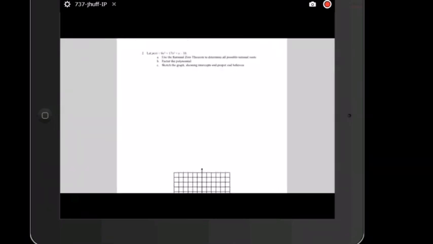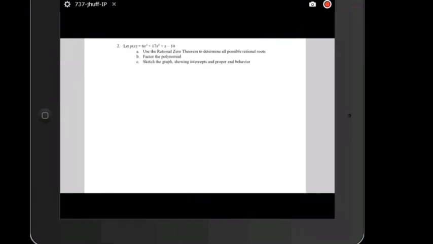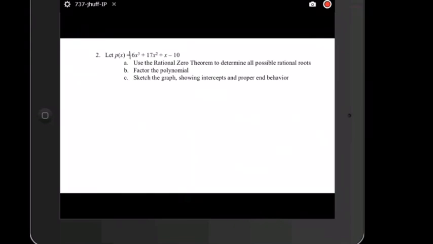Question 2 is from the same couple of sections, graphing. The reason I put this one in here is because it has a leading coefficient of 6. So it just changes things a little bit, especially here for part A, the rational zero theorem. Because now Q is plus or minus 1, 2, 3, and 6. And then P is plus or minus 1, 2, 5, and 10.